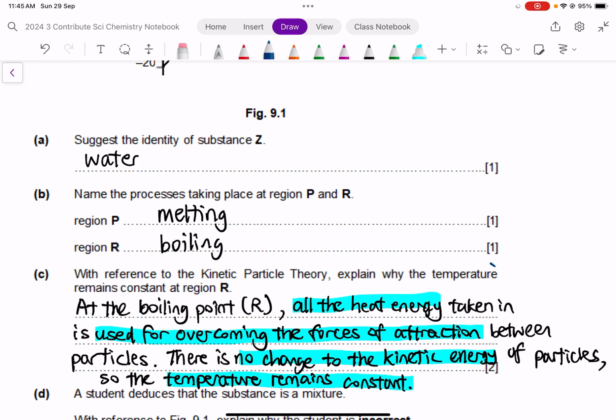So this reminds us, this concept of temperature is actually proportional to the average kinetic energy of the particles. So in this case, because there's no change to the kinetic energy of the particles, the temperature will remain constant. So this again is a very standard question which is asked in kinetic particle theory.